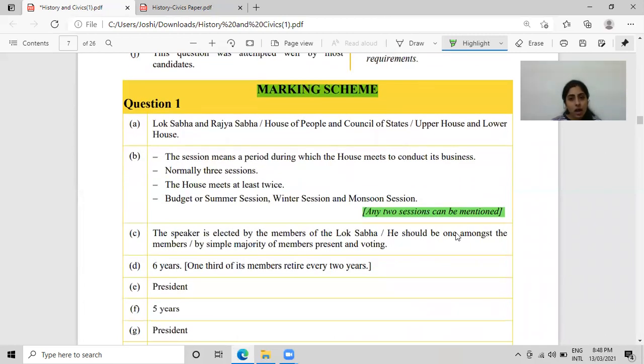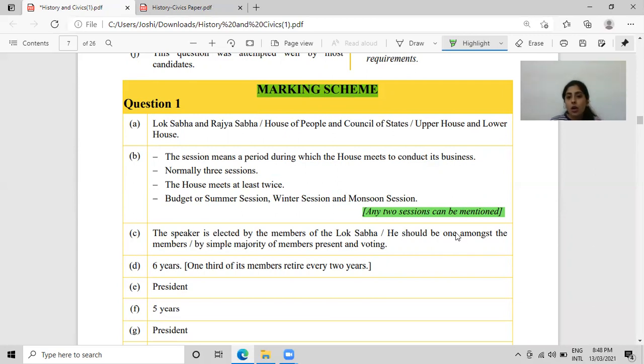So here, according to the marking scheme, for the answer to Question A, the 2 houses of Parliament, you are required to mention the exact 2 houses. That's it. No other extra information is required, because this is a 1 mark question. So Lok Sabha and Rajya Sabha, or we can say the House of the People and Council of States, or another name, upper house and lower house. Any of the options you can write down. So I will write Lok Sabha and Rajya Sabha are the 2 houses of Parliament. 1 mark for this answer.